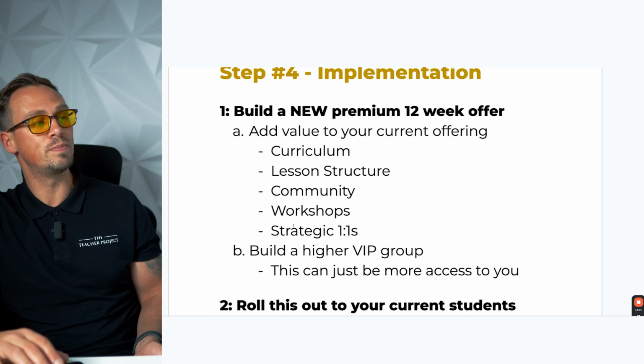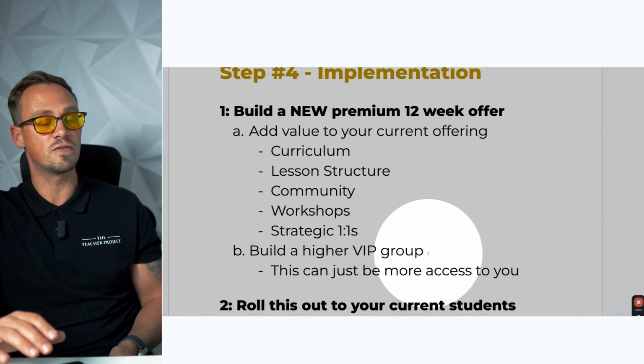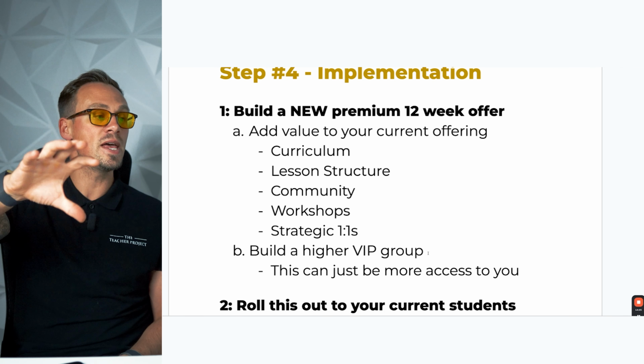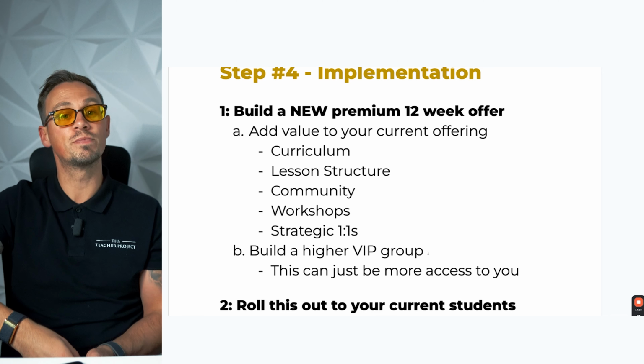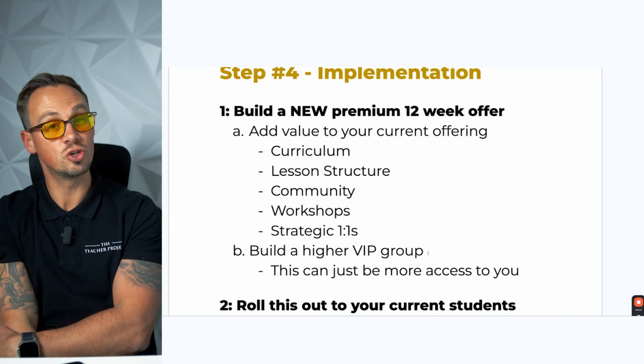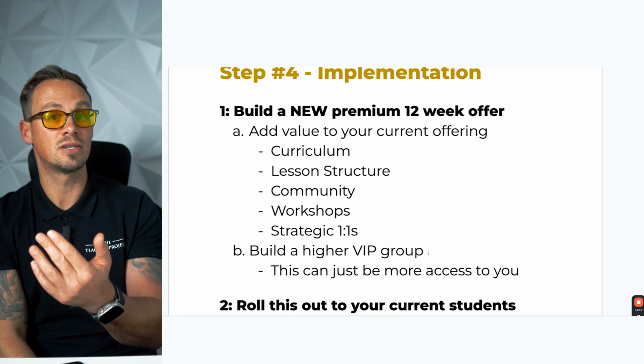And then what I'd also do is build a higher VIP group. So you've got your premium core offer and then a VIP group, which could actually just be an annual plan. It could just be a longer time commitment, okay? Or it could just be more access to you, okay?